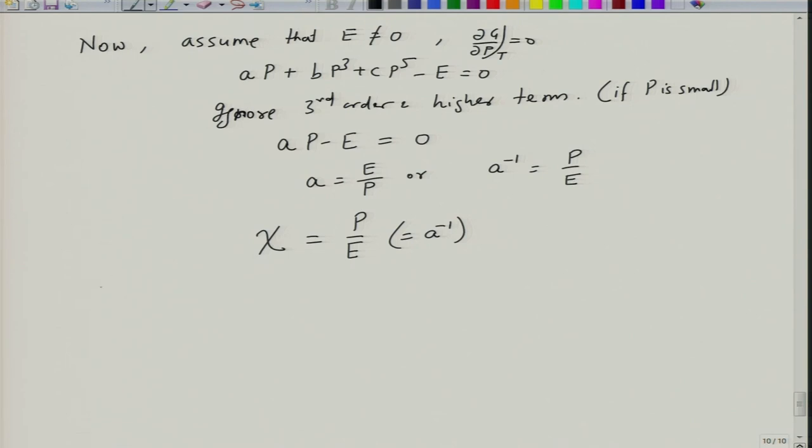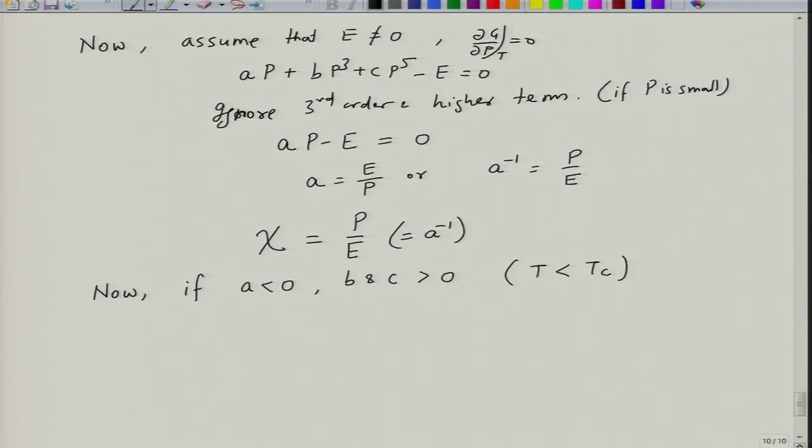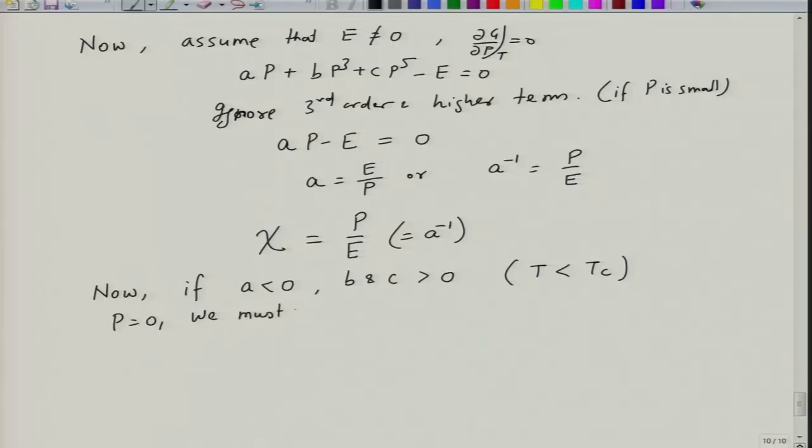Now on the other hand, if we assume A less than 0 but B and C greater than 0, and what did we say earlier? A, B, C all are temperature dependent. So which means something has happened to temperature because A has changed its sign. So if A is positive for T being greater than TC, then T must have gone below TC for A being less than 0. So this condition is valid for T less than TC. So in this case, if A is less than 0 and B and C are greater than 0, then not only is P equal to 0 a root, there should also be a root at P not equal to 0, right? There should be some finite value.